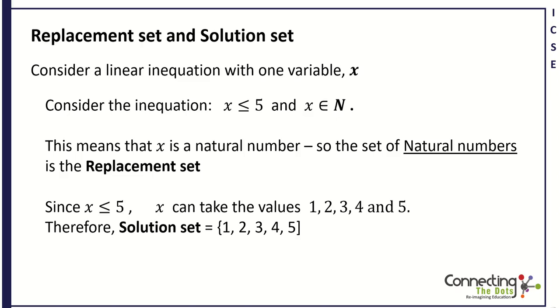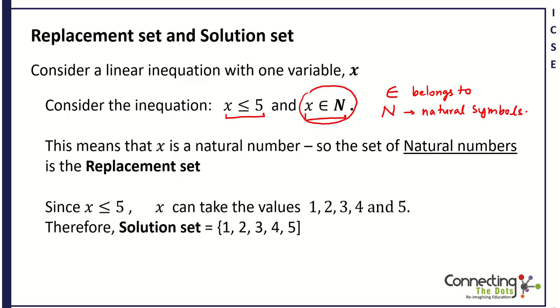Consider a linear inequation where x is less than or equal to 5 and x belongs to N. Now this is a belongs to symbol. You have to be familiar with it, and this indicates the set of natural numbers, and these are symbols that you should be familiar with because they are going to be used in questions. So when you have that, this is the replacement set. X belongs to N is the replacement set. It tells you that you can only pick natural numbers for your solution set.